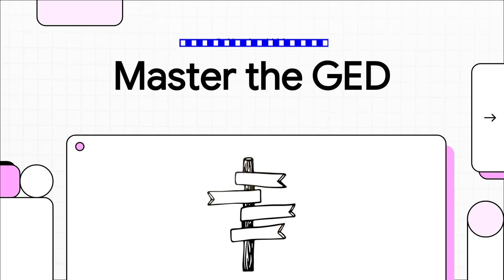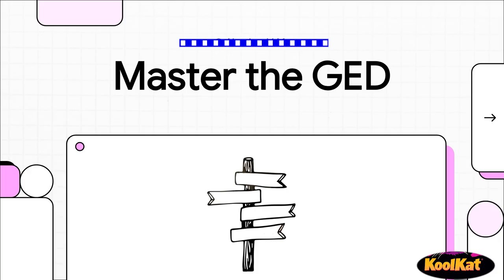Today, we are going to crack the code on a part of the GED reading test that trips a lot of people up, those structure and transition questions. You know the ones where you're stuck between two answers that both sound pretty good? Well, if that's you, you are in the right place.